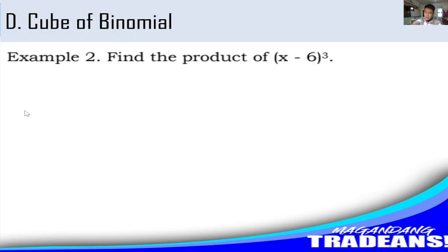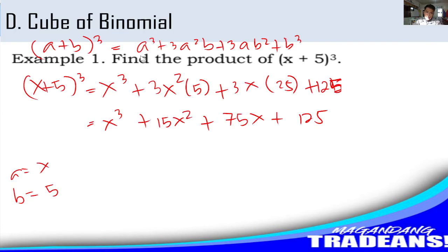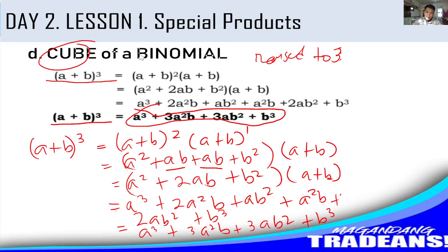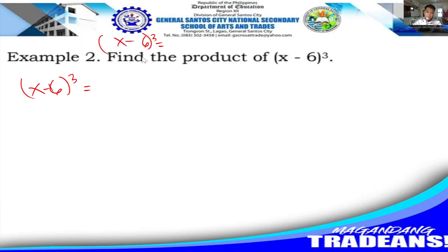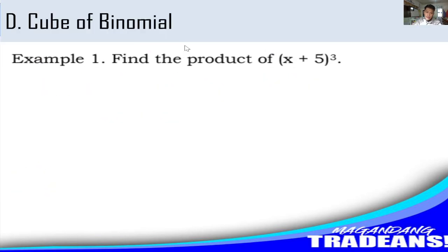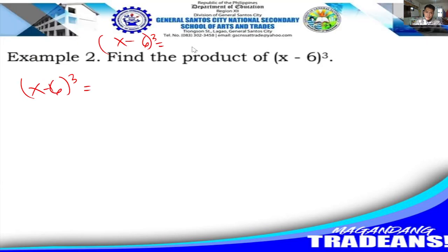So what about the difference? So we have the formula x minus 6 cubed. So the formula says like this. So x minus 6 cubed is equal to, balikan natin yung formula. Okay, minus plus minus. Ganun lang po. Minus plus minus. Yung tandaan nyo. So, A cubed, 3A squared B, 3AB squared.